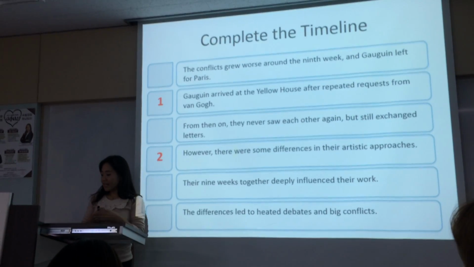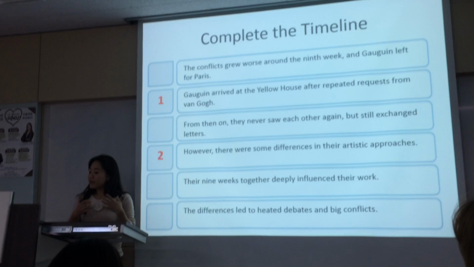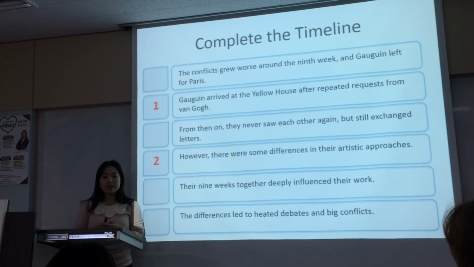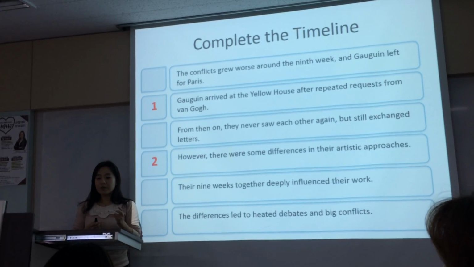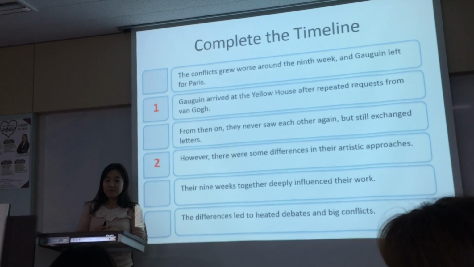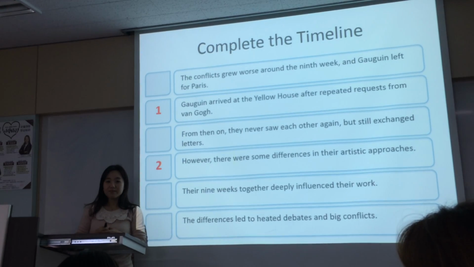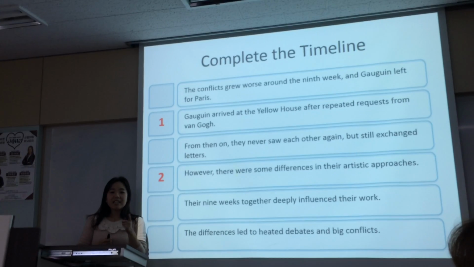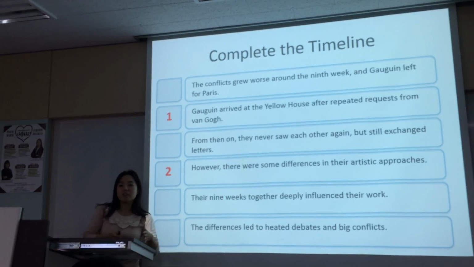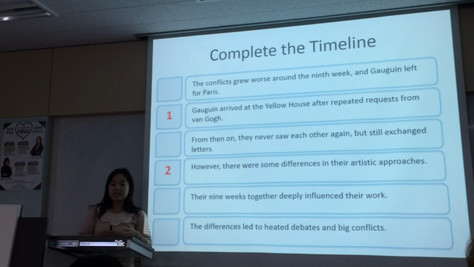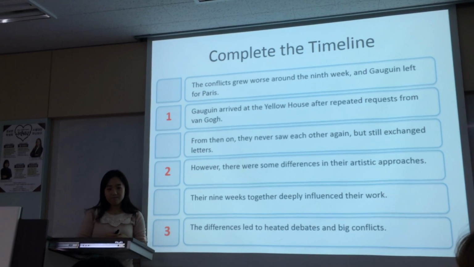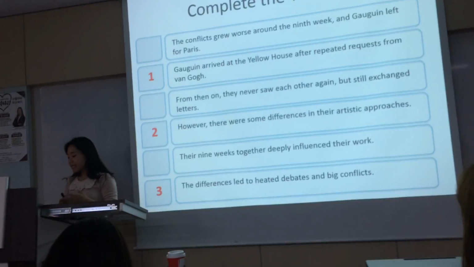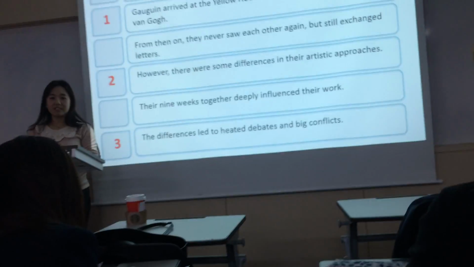Right. The second event is there were some differences in their artistic approaches. After this, do you guys know which is the third event? Oh, Jaesuk? That's a good guess, but that event has to come right after this event. Can you guess what this event is? Right. The third event is the differences led to heated debates and big conflicts.